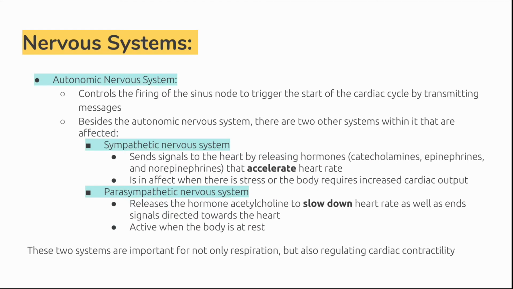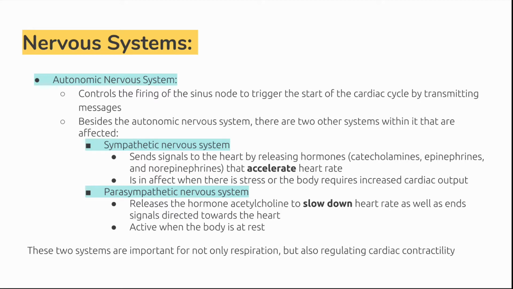Nervous systems. Autonomic nervous system. The autonomic nervous system controls the firing of the sinus node to trigger the start of the cardiac cycle by transmitting messages. Besides the autonomic nervous system, there are two other systems within it that are affected: the sympathetic nervous system and the parasympathetic nervous system.